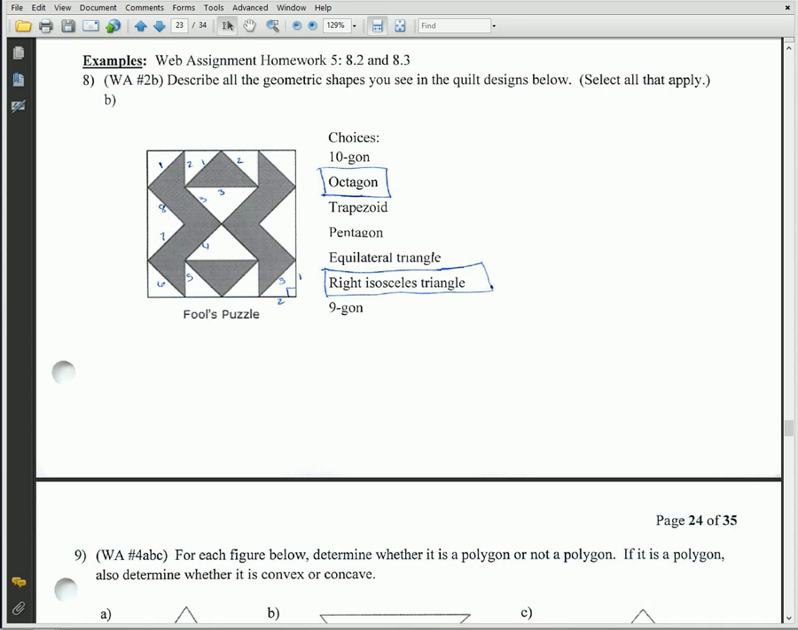I see a right isosceles triangle just off the start. I see two of those actually, in different sizes. Then I see an octagon. If you look at that polygon that is shaped as a zigzag going up, that is actually an octagon, and you can see where I've counted the number of sides in that. And those are the only two shapes of my choices that are listed.